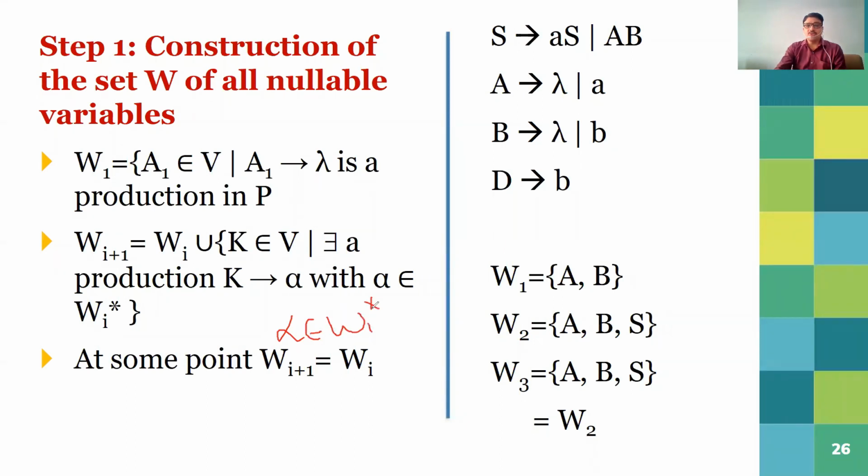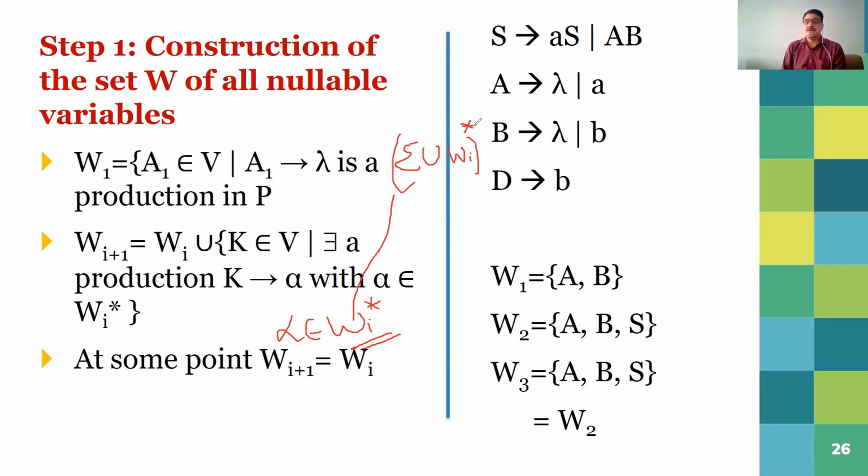Suppose you are constructing W3. In this case, K belongs to alpha and alpha belongs to W2 star. If you are calculating W4, you will use W3 star. But in the previous theorem, we used sigma union W(i) star. So this is the difference between these two theorems.